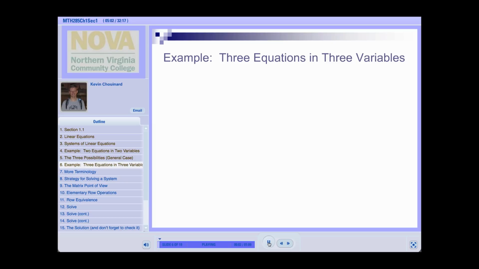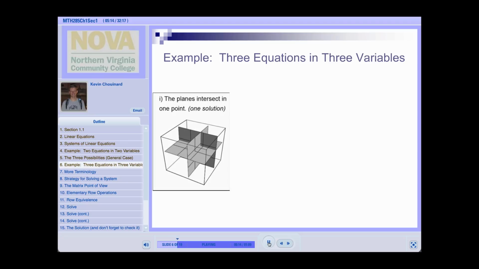The situation when we have three equations in three variables or three unknowns is similar to the situation with two equations and two unknowns. You're looking for the points that simultaneously sit on multiple planes, all three planes. And there are different possibilities that can occur.